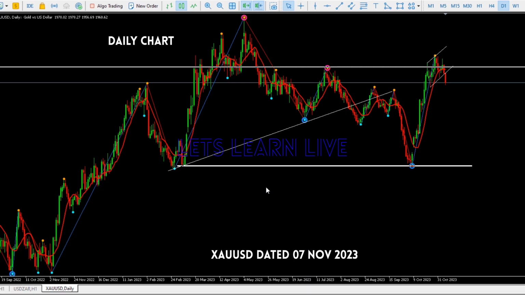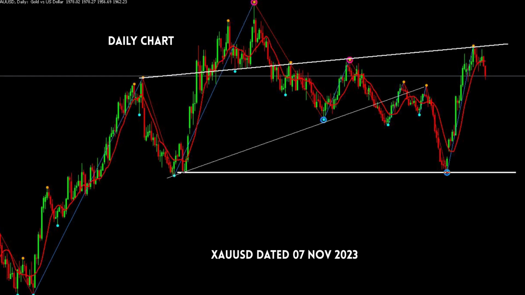Let's learn live. This is Gold Daily Latest Chart, November 7th, 2023. In daily time frame, I caught the market with head and shoulder pattern, previously has been developed. Left shoulder. This is the first peak formed during an uptrend and represents a temporary high point in the price.